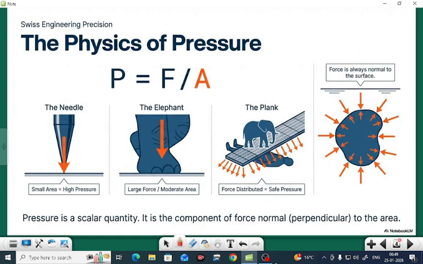The physics of pressure. Pressure is defined as force by area. Over a small area we create a high pressure. With a large force over a moderate area, the force is distributed and the pressure is safe. You see, on this plank the force is distributed along the plank, so the man is safe here. Remember that force is always normal to the surface. Pressure is a scalar quantity. It is a component of force perpendicular to the area.